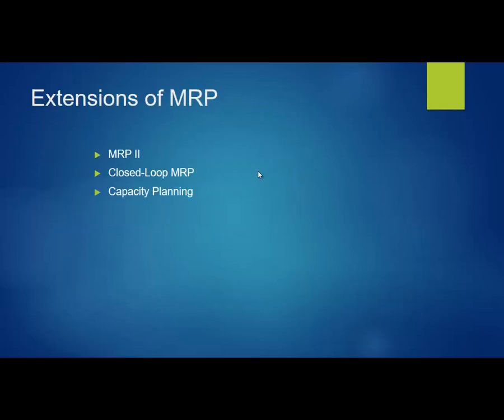The MRP was extended to MRP2, which includes the integration of additional data such as employees and financial needs. The closed loop added an information feedback feature that enables plans to be continuously checked and adjusted, and capacity planning, which is another closed loop for the MRP that added another feature. We'll talk about each one of them separately in the next few slides.